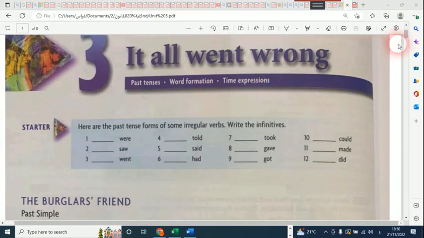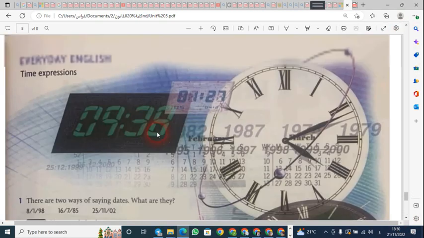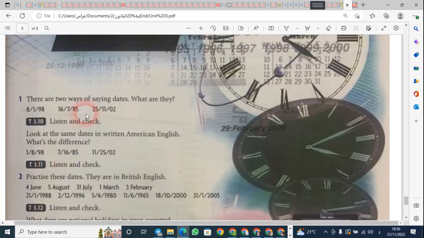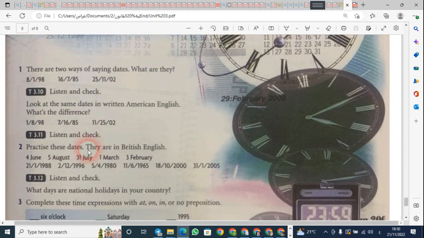And we have time expressions at the end of the unit. How to express time in English. كيف نعبر عن الوقت and dates والتواريخ باللغة الإنجليزية. We have American English and British English. American English is the English spoken by Americans, and British English is the English spoken by or used by British people.